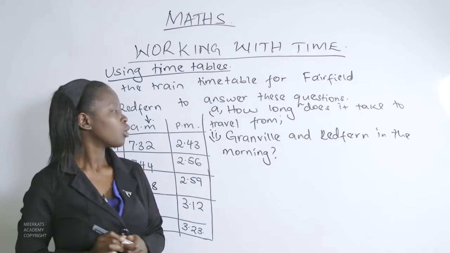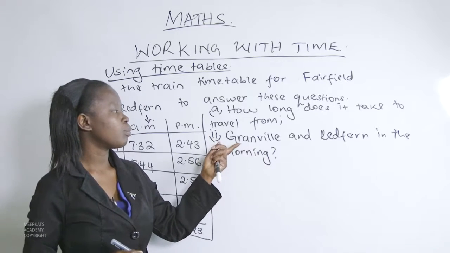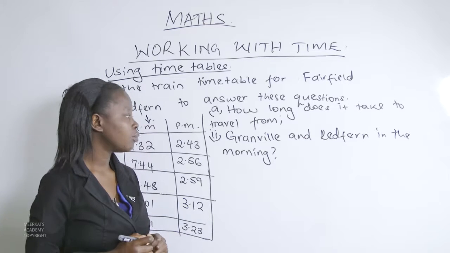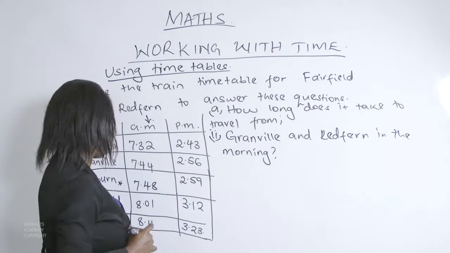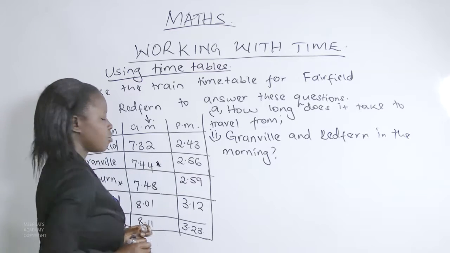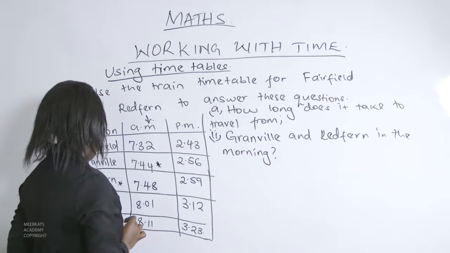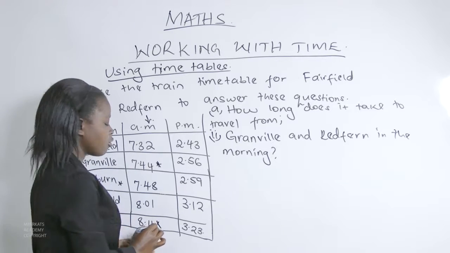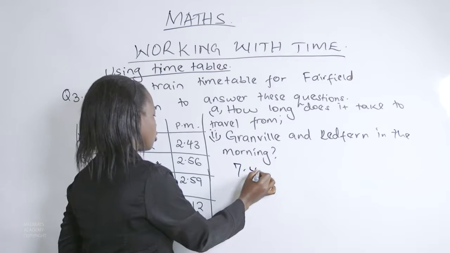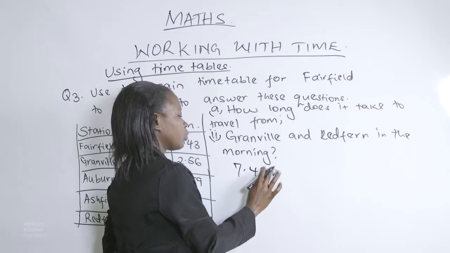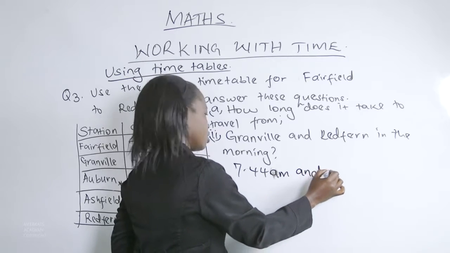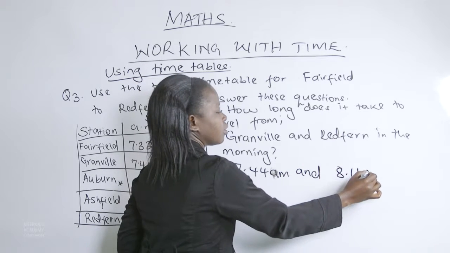Part 2, we need to get the difference in time between Grenoble and Redfern. So the difference in time, we find that at Grenoble, this train is having the time of 7:44. Then at Redfern, we have 8:11. So the difference between 7:44 a.m. and 8:11 a.m.